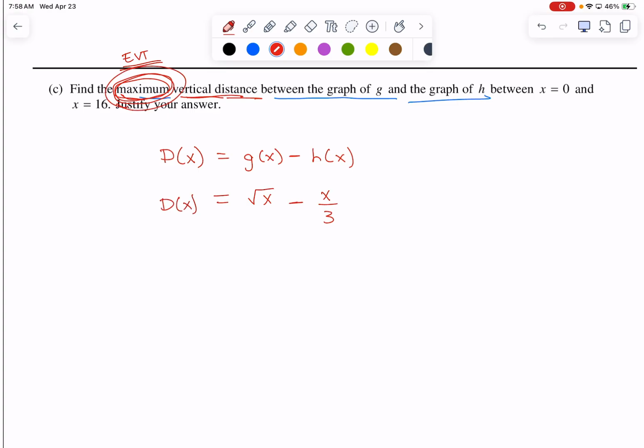So here's what you do to do EVT. You want to maximize, you got to check critical values and endpoints. How do you find critical values? Set it equal to what? What do you got to set equal to 0? Derivative. So you got to find the derivative. So I'm going to take D of x, which is x to the 1/2 minus 1/3 of x, and find its derivative. So the derivative is going to be 1/2 x to the negative 1/2 minus 1/3.